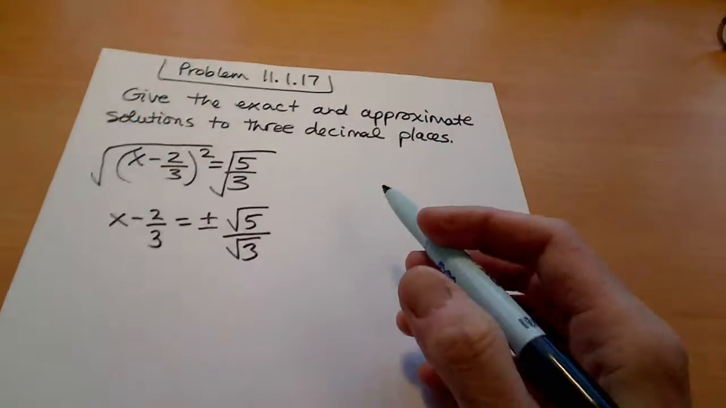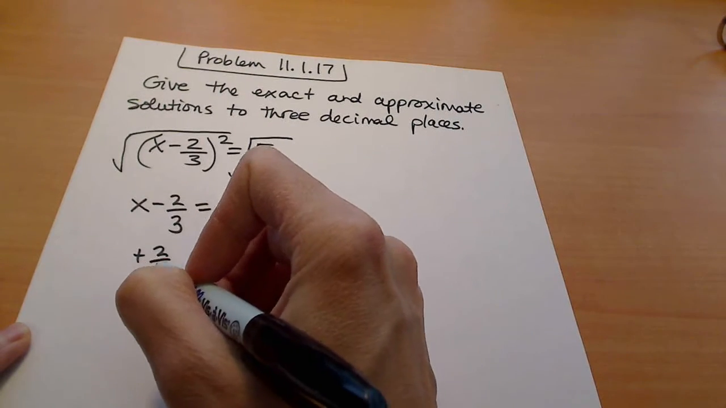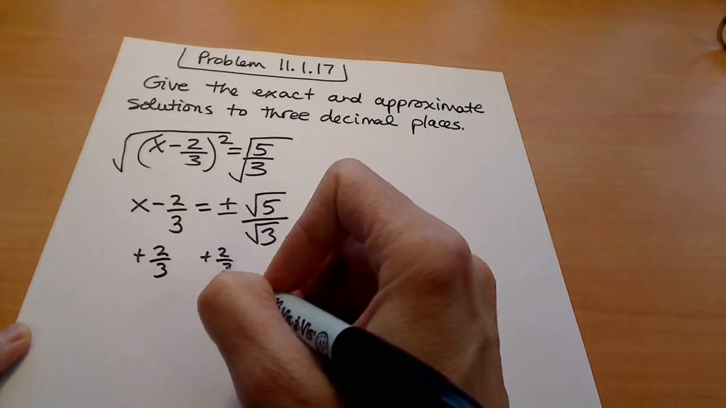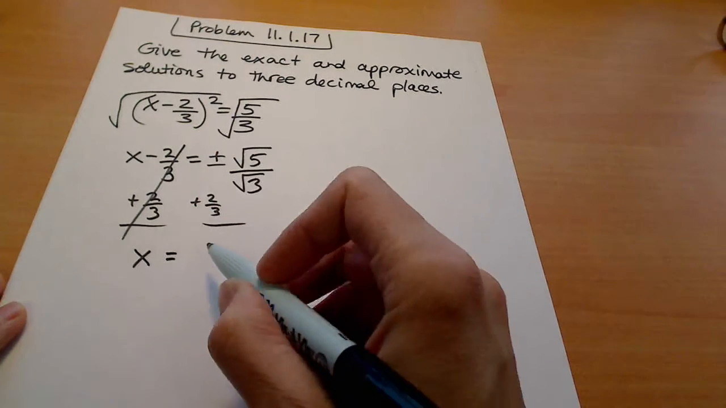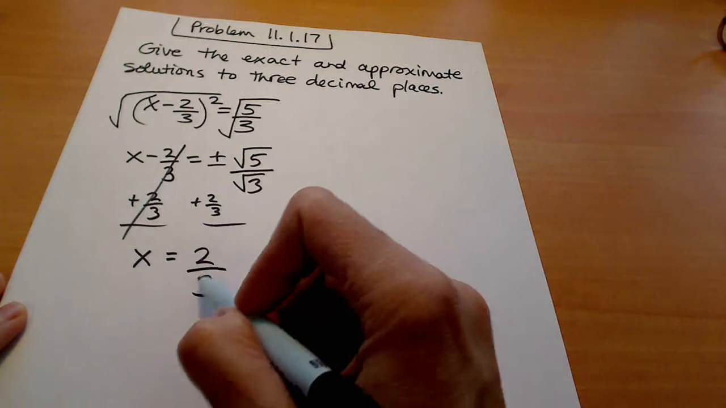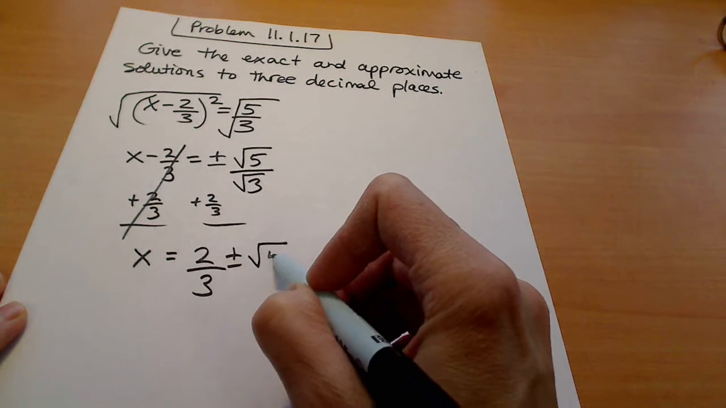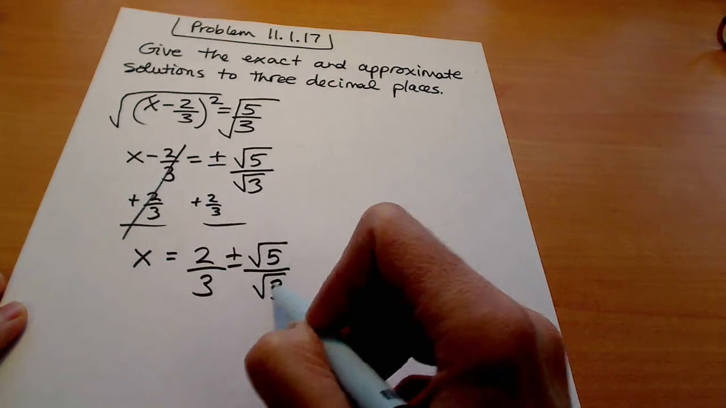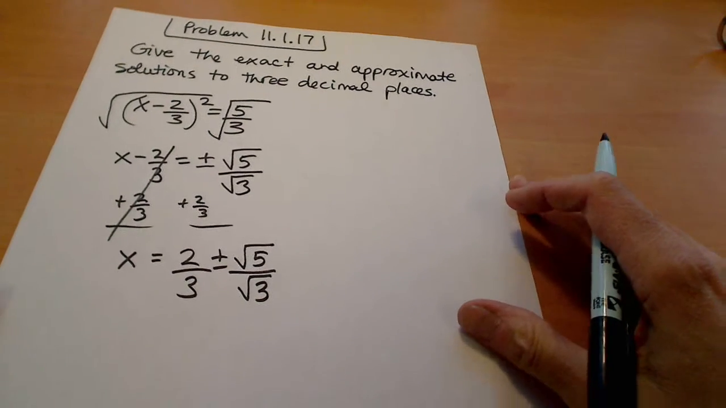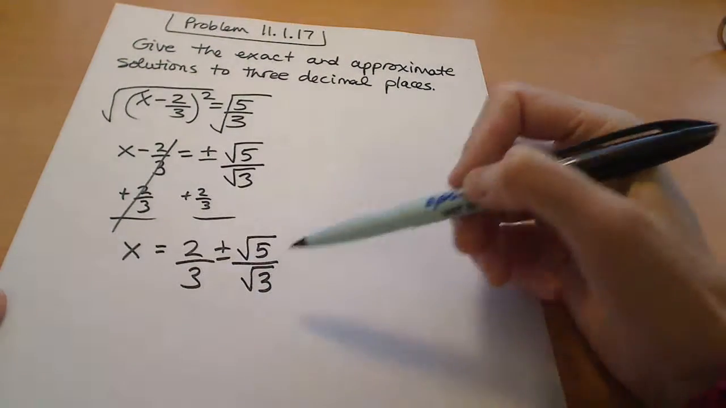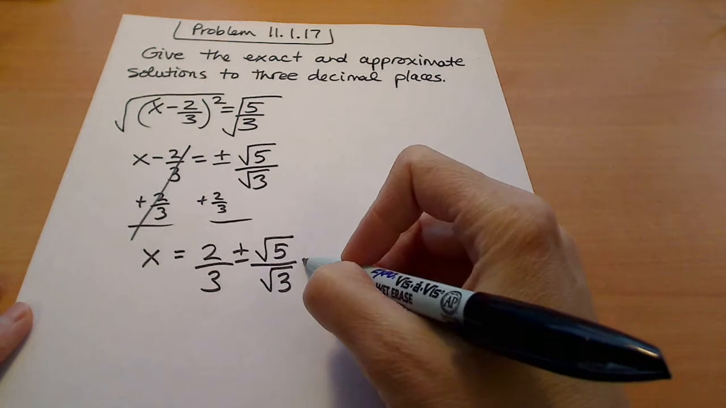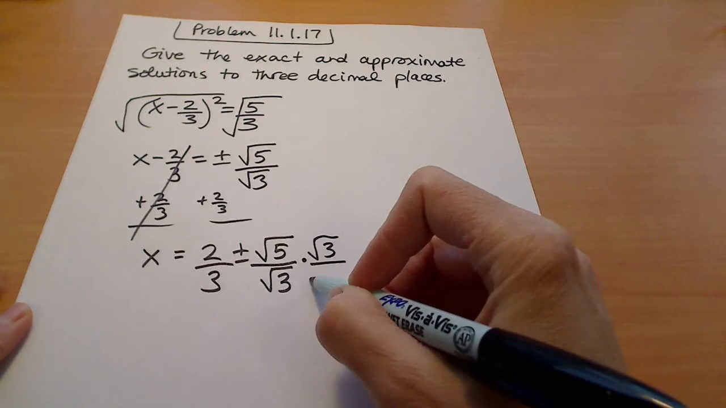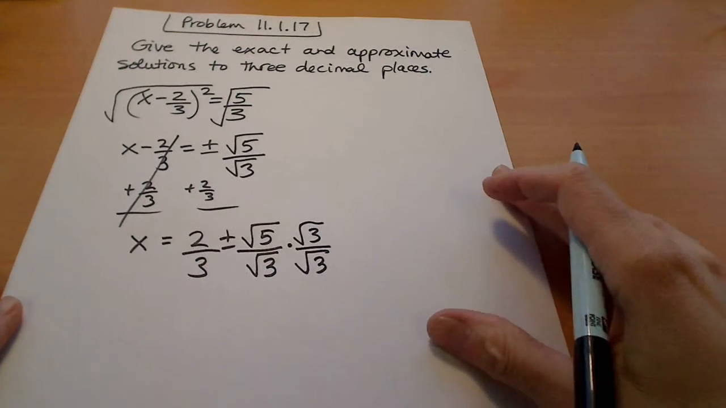All right, so we're going to continue to solve, so that means adding 2/3 to both sides. And so we're looking at x is equal to 2/3 plus or minus the square root of 5 over the square root of 3. Okay, and as I was just mentioning, we don't typically leave radicals in the denominator, and so we want to go ahead and rationalize the denominator here. So I'm going to multiply the top and the bottom by the square root of 3.